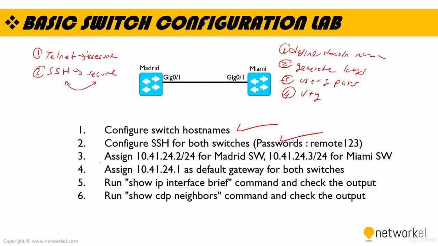What the third step wants from us is to assign 10.41.24.2/24 for Madrid and .3/24 for the Miami switch.